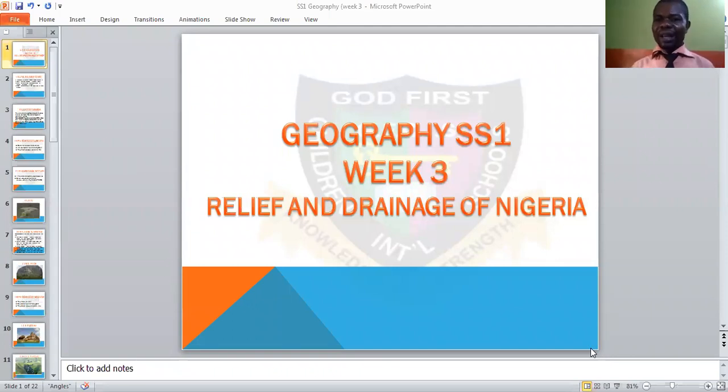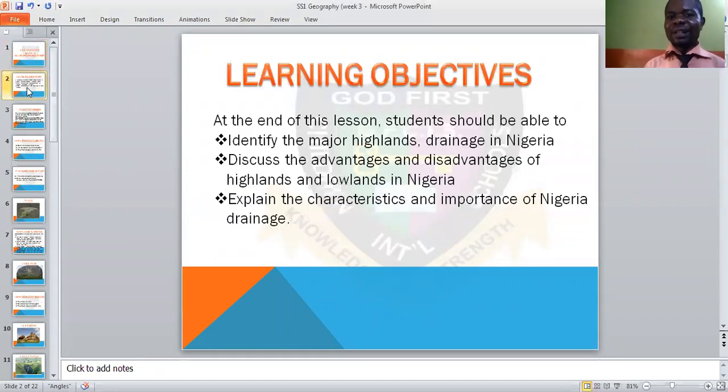In our usual way, we need to share the objectives for this lesson. Let us look at the learning objectives. At the end of this lesson, you should be able to identify the major highlands and drainage in Nigeria. Two, discuss the advantages and disadvantages of these highlands and lowlands in Nigeria. Lastly, explain the characteristics and importance of Nigeria's drainage, talking about rivers, lakes, and all others.